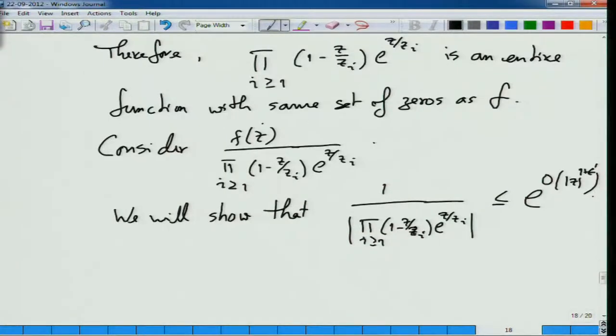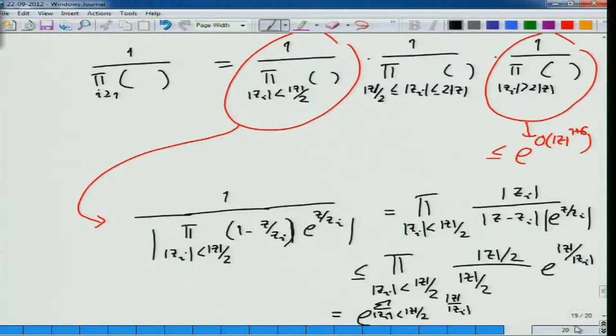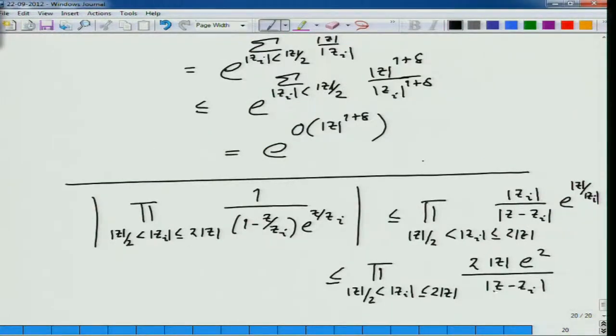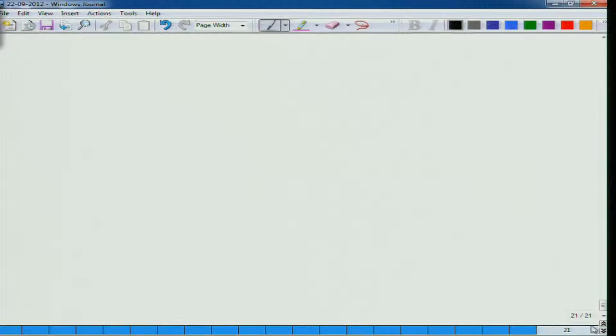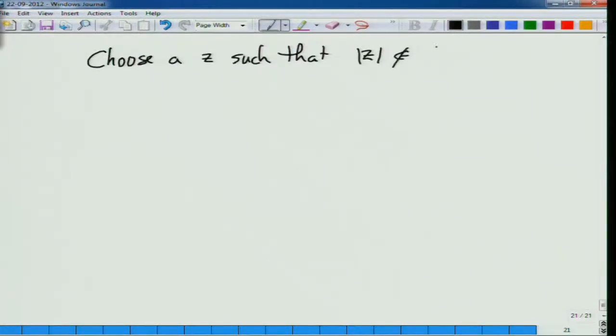So we want to show that this is an entire function of order 1 with no zeros, which we know of course. And in order to show that, all we need is to show that the absolute value of this whole function is bounded by e to the order mod z to the 1 plus epsilon for infinitely many mod z's, not for all mod z's. So that gives us some flexibility in choosing the z here. And what we will do is choose a z such that the absolute value of z is not in this set.